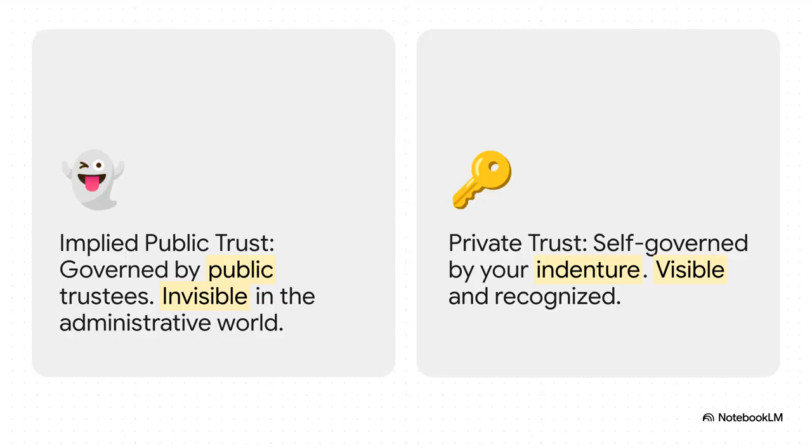So this framework basically lays out 2 different roads you can be on. The default road, that's the implied public trust. And it's kind of like you're just a passenger in a car and someone else is driving. But then there's the other path, the activated private trust. This is where you decide to grab the steering wheel yourself, making your control totally visible and official.